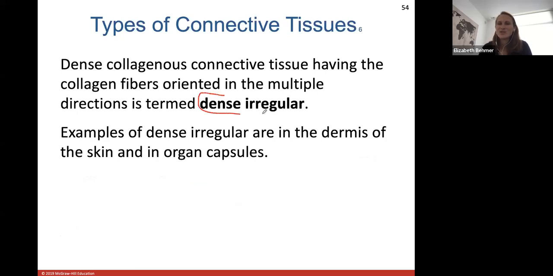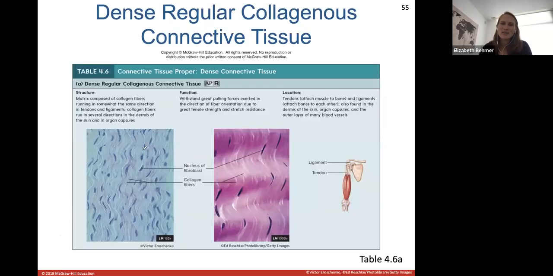Dense connective tissue made of collagen bundles can also be dense irregular, and this will be found in the dermis of the skin and in some organ capsules. Dense irregular just means those collagen fibers are oriented in multiple directions. As shown here, this is a look at dense regular connective tissue. So it's dense. We have collagen fibers, but they are all facing in one direction. They're nicely stacked on top of each other, arranged in parallel. And you can see that this is what will make up tendons and ligaments.